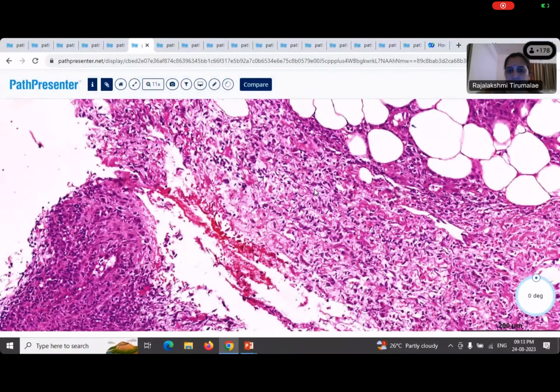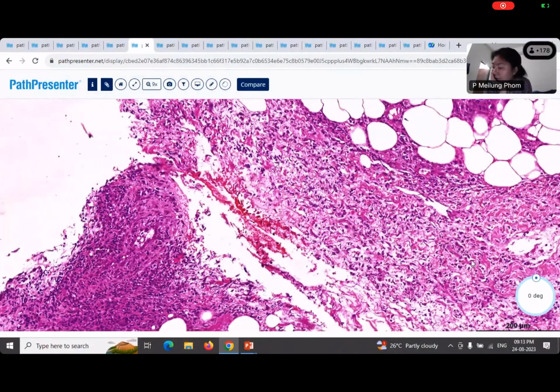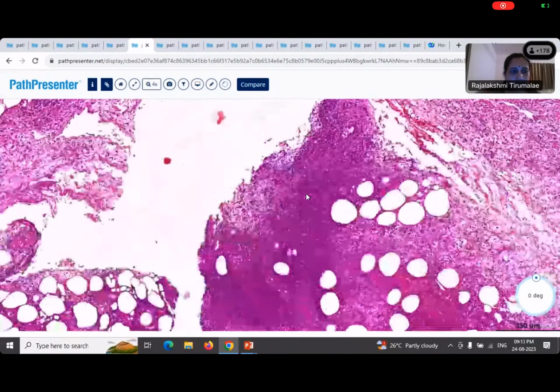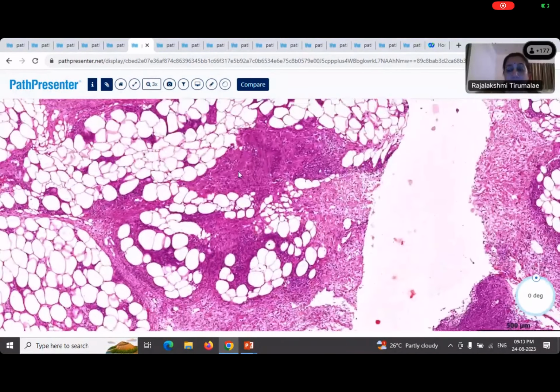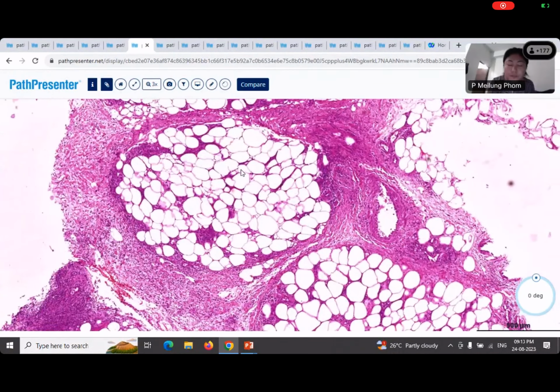Widening of the septum because of fibrosis and macrophages, ma'am. So you said there are lymphocytes and there are macrophages. We'll come to the macrophages a little later. The macrophages are not in the septae. It is mostly lymphocytes.